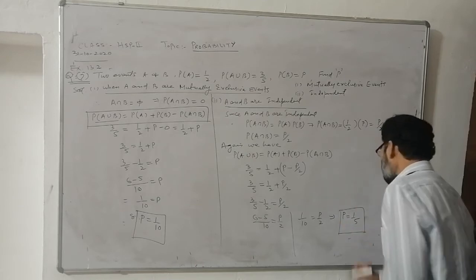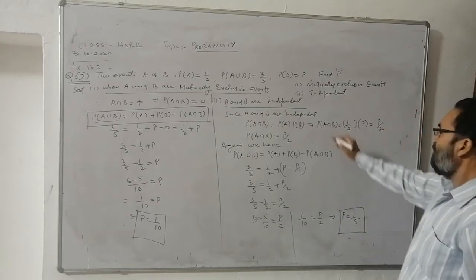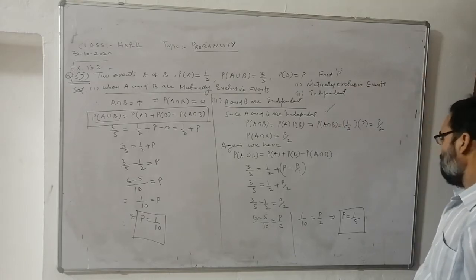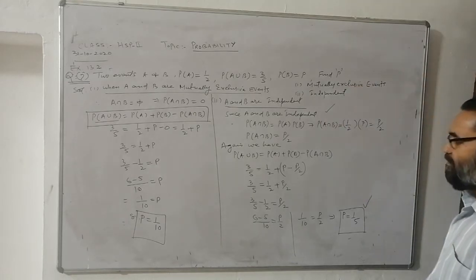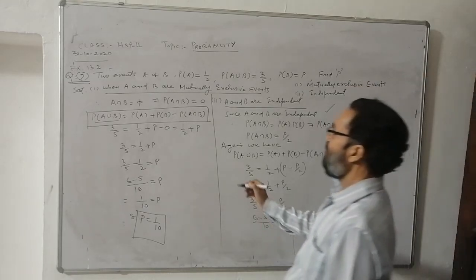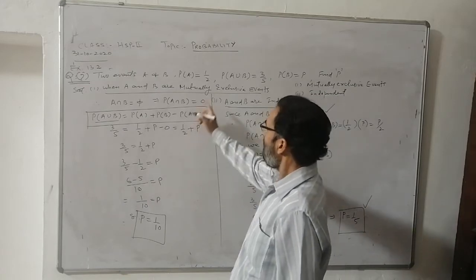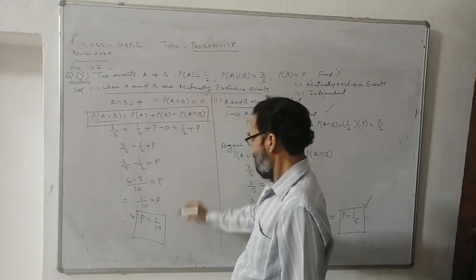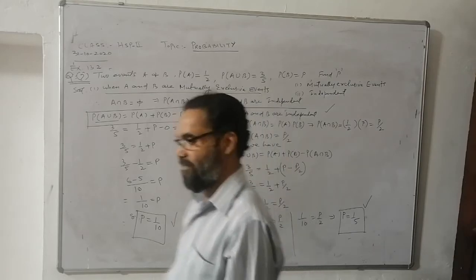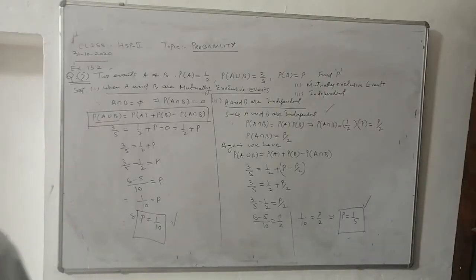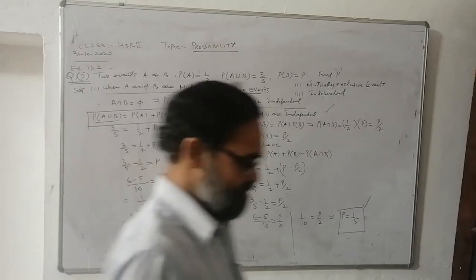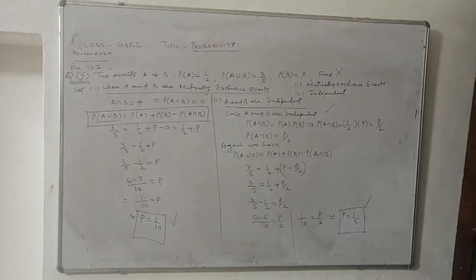So in case A and B are independent events, the value of P will be 1 upon 5. And in case A and B are mutually exclusive events, the value of P will be 1 upon 10. So in this way these two parts are to be solved.